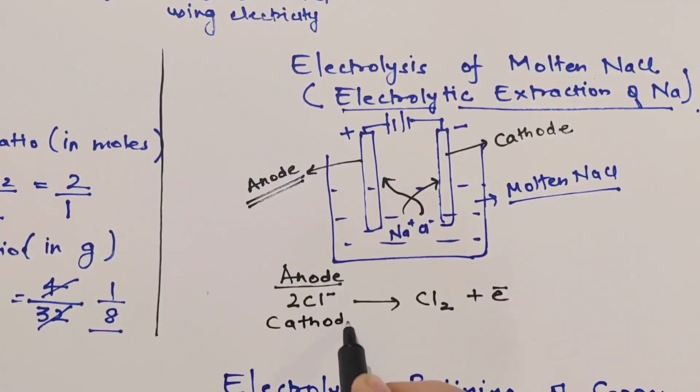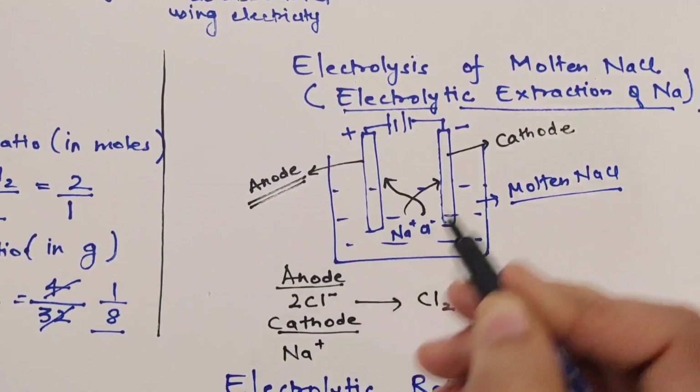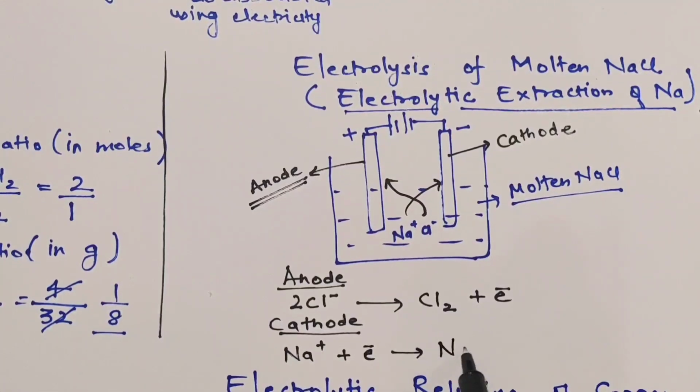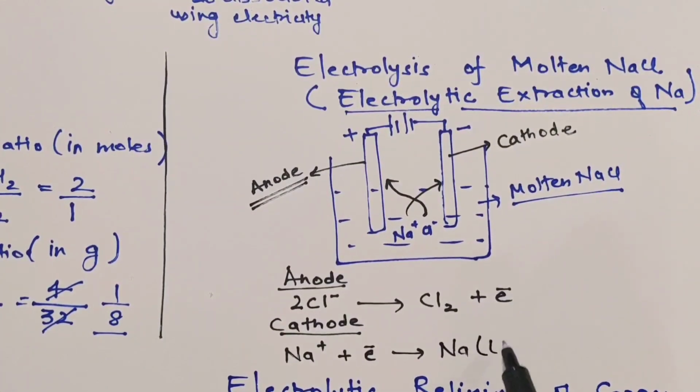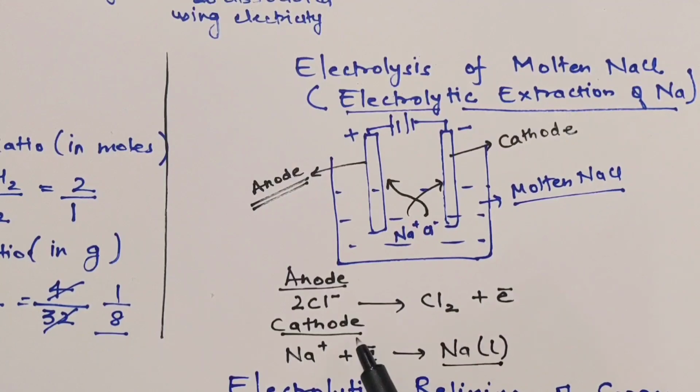At cathode, cation goes, and since the cathode is a negative terminal, it grabs an electron from the negative terminal and forms sodium. The sodium formed here would be liquid sodium. So the sodium liquid is formed at cathode and chlorine gas is formed at anode. So these are the two products.